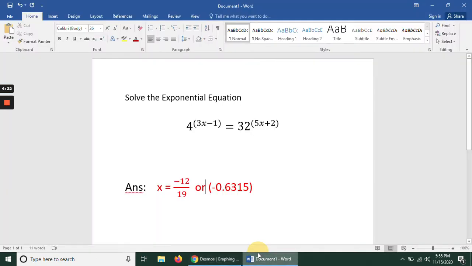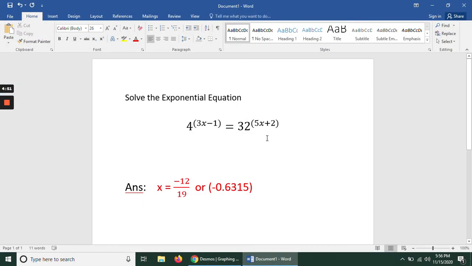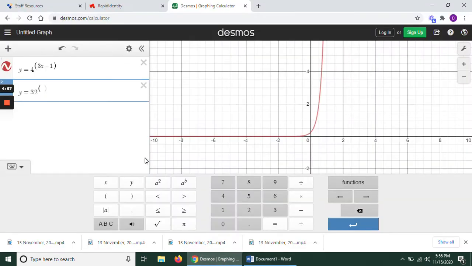I'm going to write y is equal to the other side, which is 32 raised to the power of 5x plus 2. So that's 32. I go to this button right here to get my exponent. Parentheses. I'm going to type 5x plus 2.